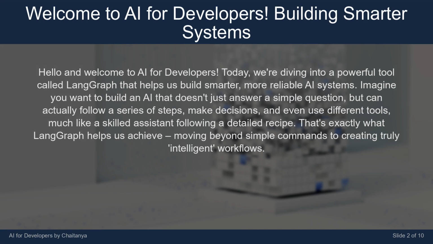Today, we're diving into a powerful tool called LangGraph that helps us build smarter, more reliable AI systems. Imagine you want to build an AI that doesn't just answer a simple question, but can actually follow a series of steps, make decisions, and even use different tools. Much like a skilled assistant following a detailed recipe. That's exactly what LangGraph helps us achieve, moving beyond simple commands to creating truly intelligent workflows.